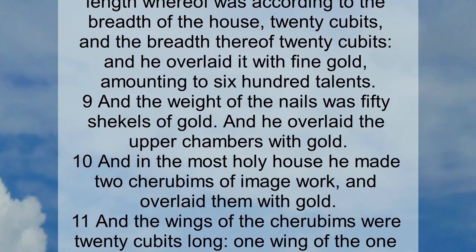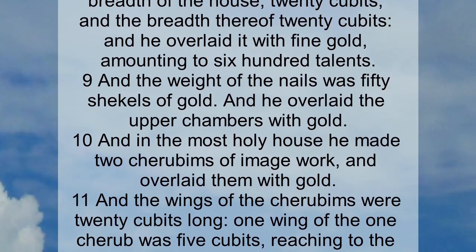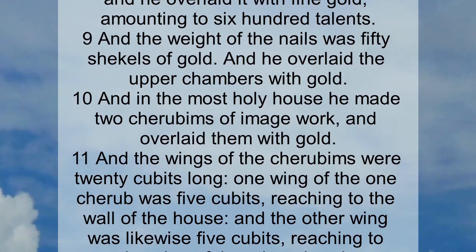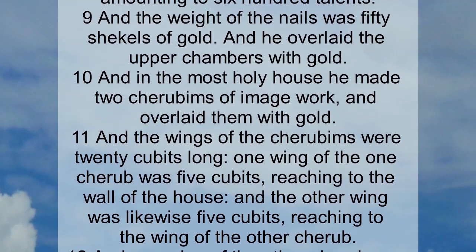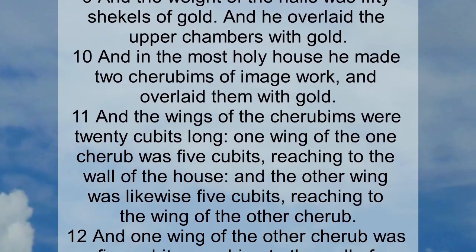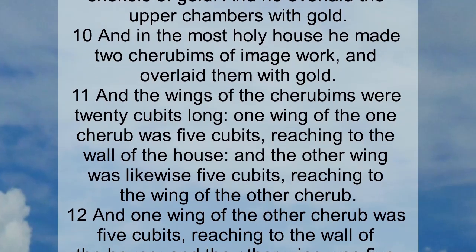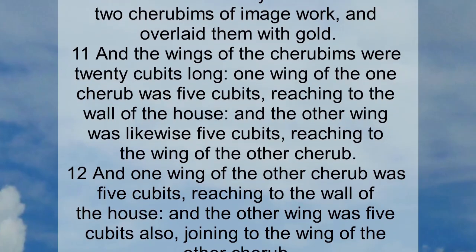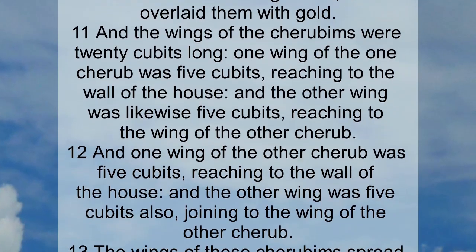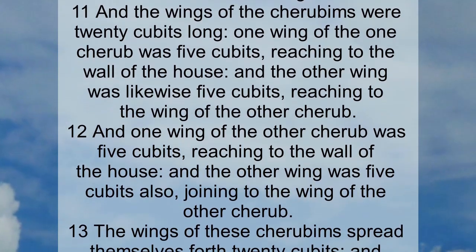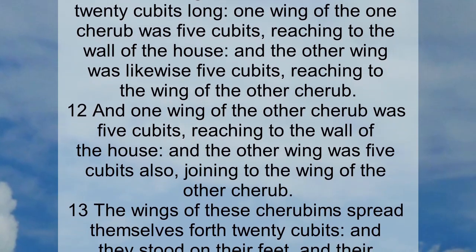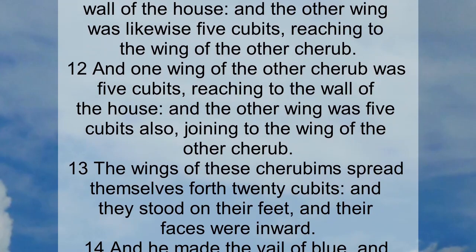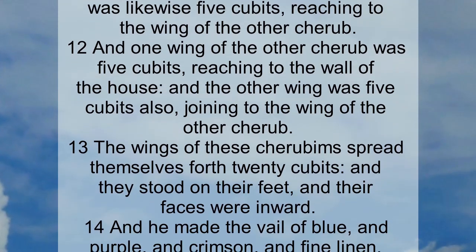And in the most holy house he made 2 cherubims of image work, and overlaid them with gold. And the wings of the cherubims were 20 cubits long, one wing of the one cherub was 5 cubits, reaching to the wall of the house, and the other wing was likewise 5 cubits, reaching to the wing of the other cherub. And one wing of the other cherub was 5 cubits, reaching to the wall of the house, and the other wing was 5 cubits also, joining to the wing of the other cherub.